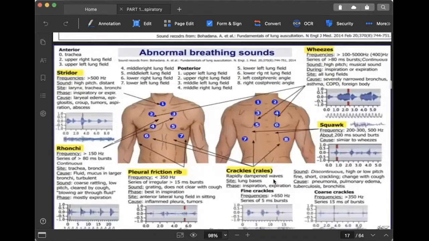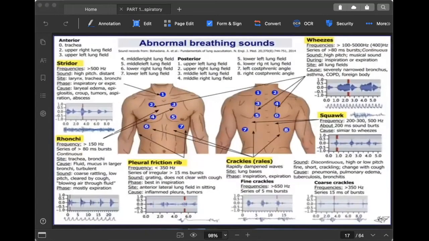Now, in terms of your abnormal breath sounds, most likely you are already familiar with this one. We have your wheezing, your fine crackles, your coarse crackles, your squawks, or your pleural rub. You also have your stridor. I know that you are very familiar with these already, so just go on and read the abnormal breath sounds.